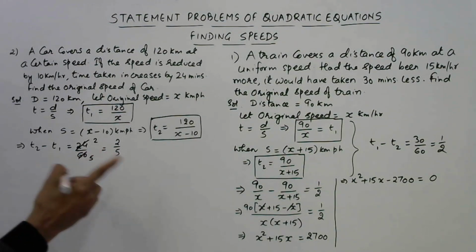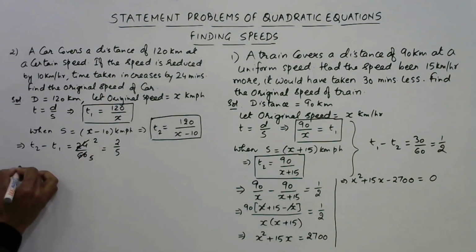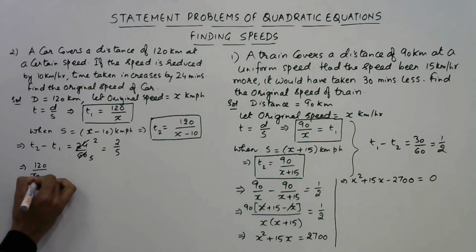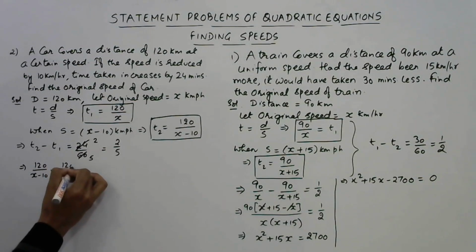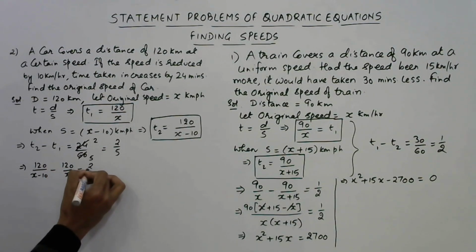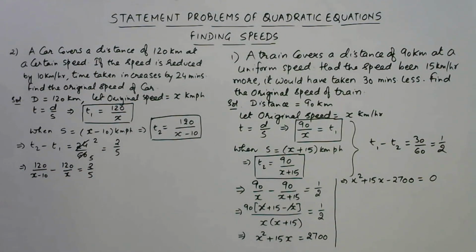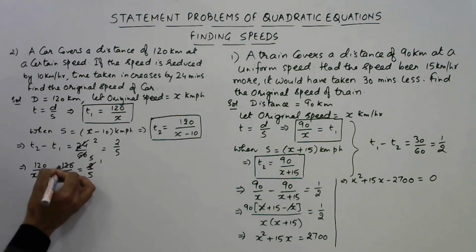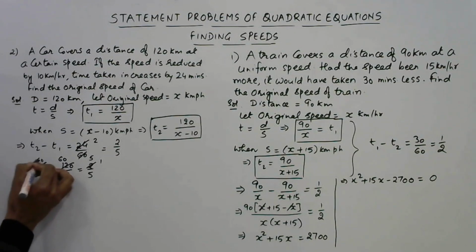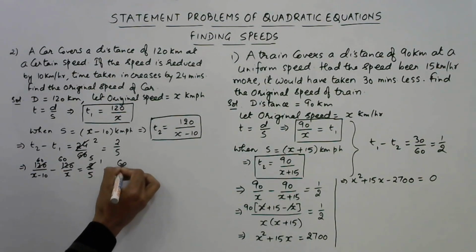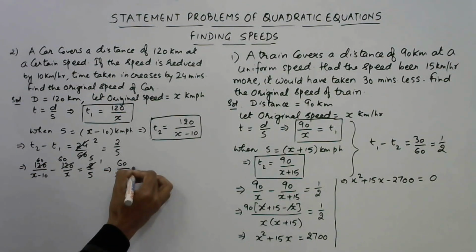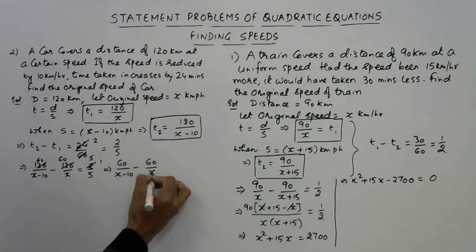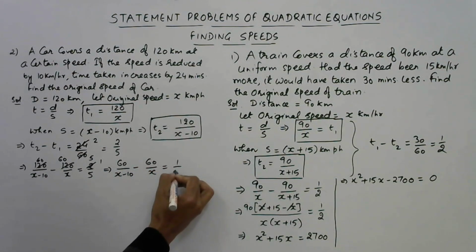So T2 minus T1 is 2 by 5. This will be used to frame the equation now. T2 is 120 upon x minus 10, minus T1 is 120 upon x, is equal to 2 upon 5. Now you can cancel one more common factor here, 2. So this will be 60, thereby giving you the equation 60 upon x minus 10 minus 60 upon x is equal to 1 upon 5.